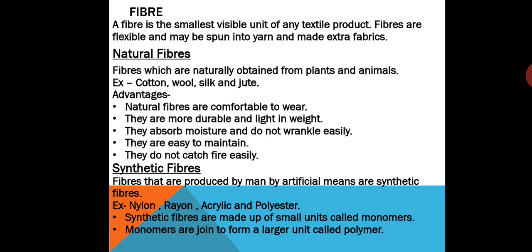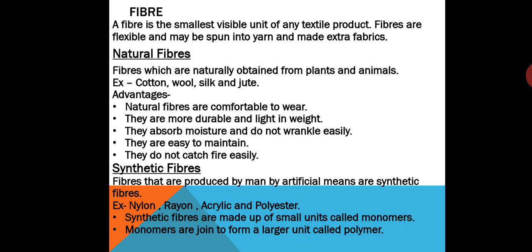What are synthetic fibers? Synthetic fibers or artificial fibers are the fibers which are made by humans, by artificial means or in the laboratories. This is called synthetic fiber, just like nylon, rayon, acrylic, and polyesters. Synthetic fibers are made up of small units called monomers. A monomer is the smallest unit of anything.